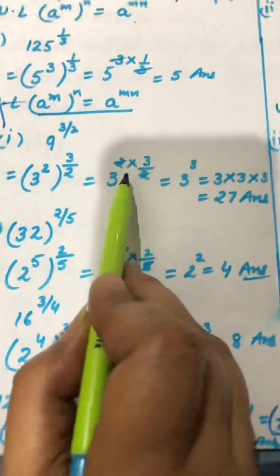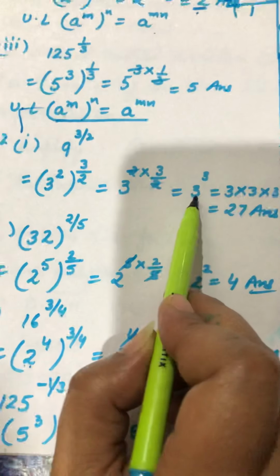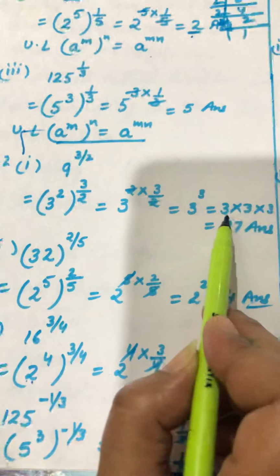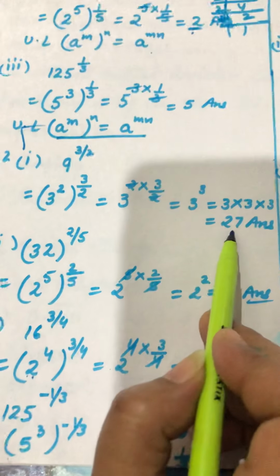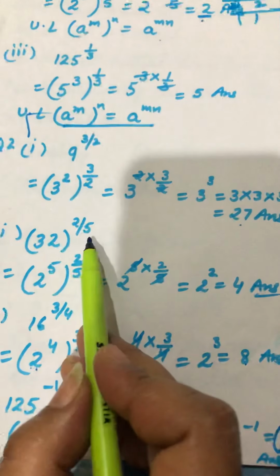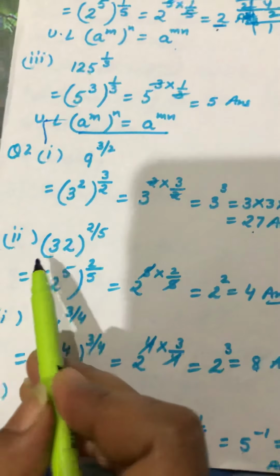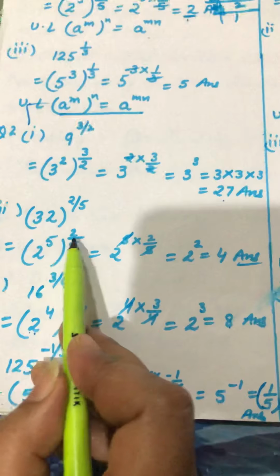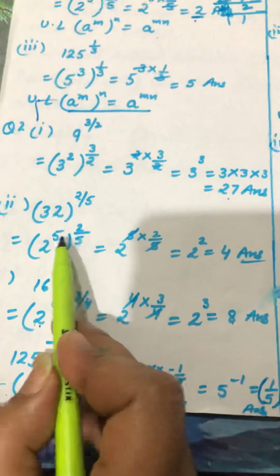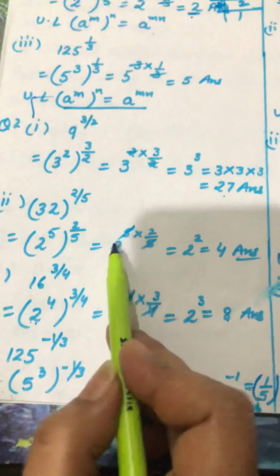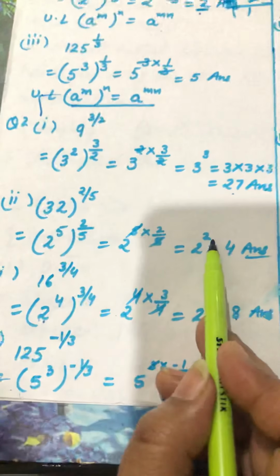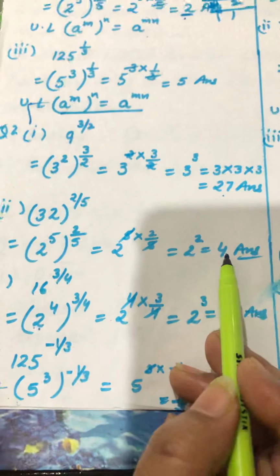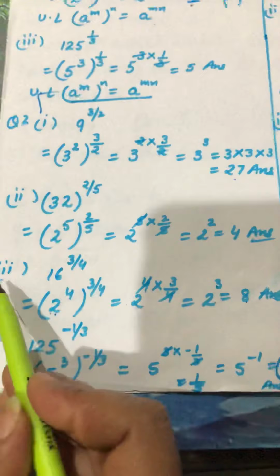So both powers will multiply, 2 and 2 will cancel, we are left with 3 cube. So multiply 3 times, you get the answer as 27. 32 raised to power 2 upon 5, this is the second part. 32 will be written as 2 raised to power 5 whole power 2 by 5. Again both powers will multiply and 5 and 5 will cancel, so 2 square or 2 into 2 equal to 4 is the answer of second part.